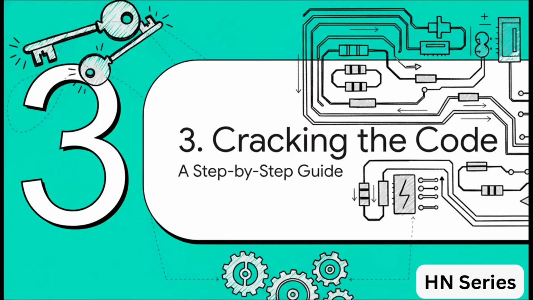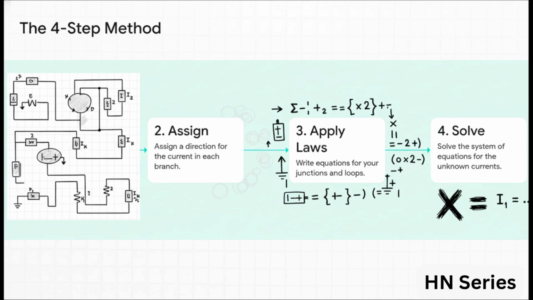So, we've got our two master keys, the current law and the voltage law. Now for the fun part. Let's go back to that monster of a circuit from the beginning and actually use these keys to crack its code, one step at a time. Here's our game plan. It's a pretty straightforward four-step method.